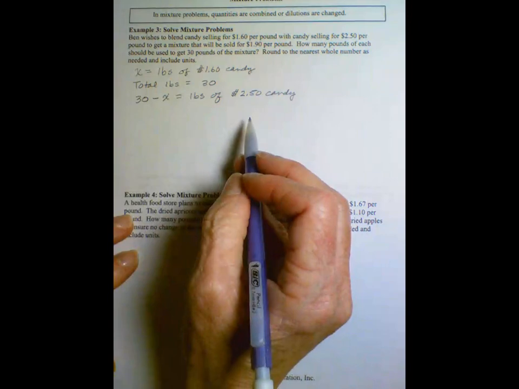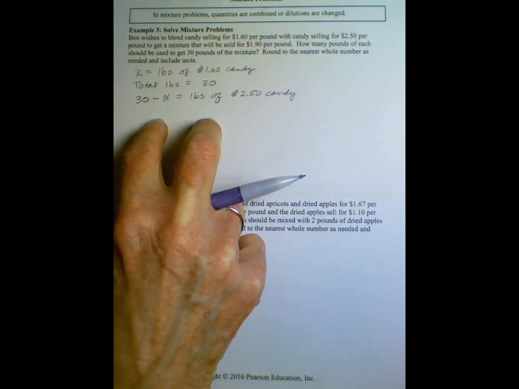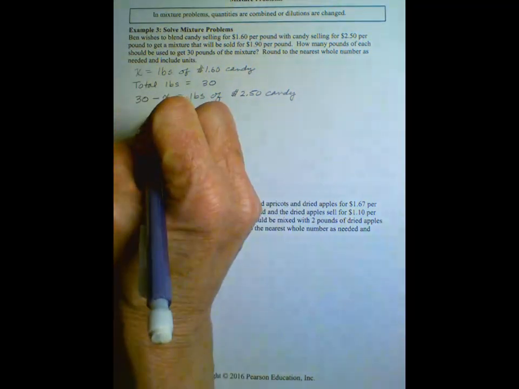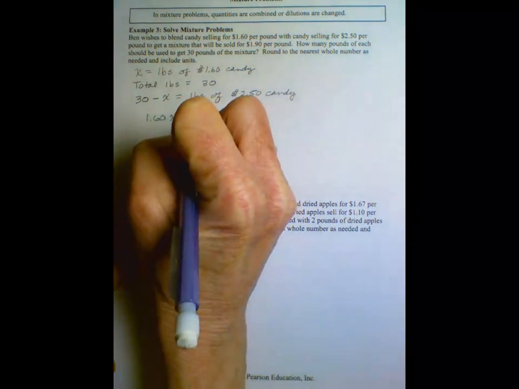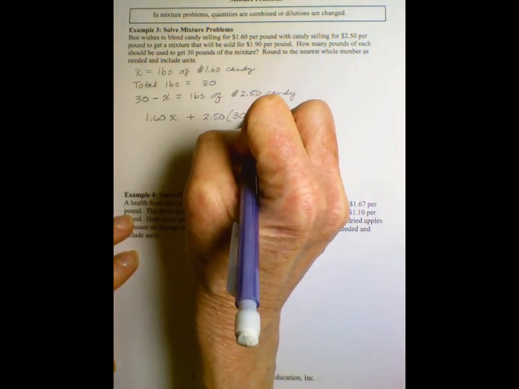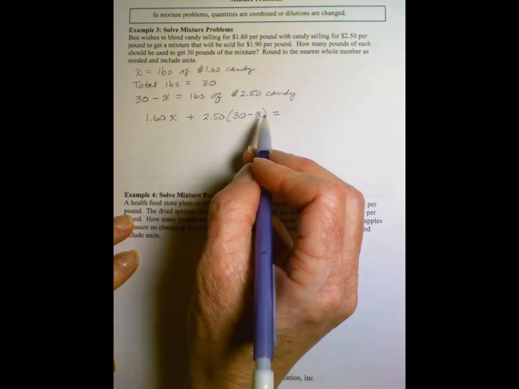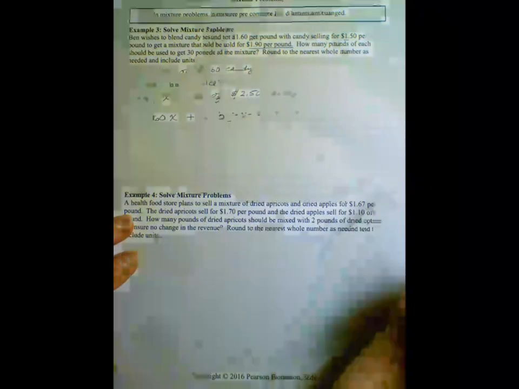Okay, so without any change of revenue, what this means is, on one side of our equal sign, we'll have the two different piles of candy and their prices, and on the other side, we'll have the mixture. So we have $1.60 candy, and we have x pounds of that. We're going to add that to the $2.50 candy, and we have 30 minus x pounds of that. Now remember, each one of these terms has to be the same. This is money times pounds. Money times pounds. The last one, we need money. How much will the mixture sell for? $1.90. And how many pounds did we have of that? 30. So there's your linear equation.